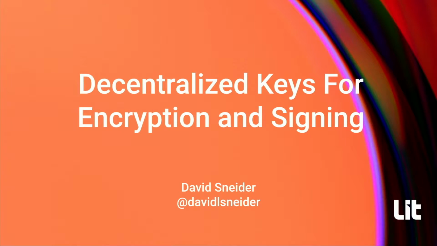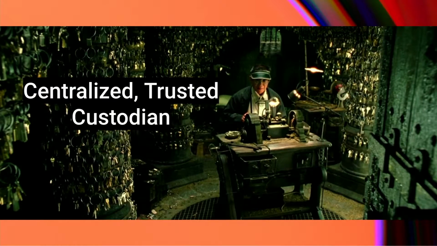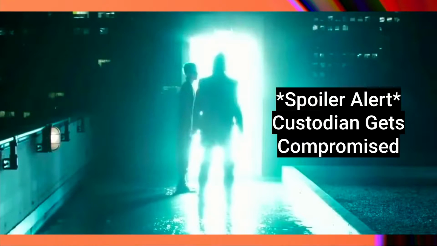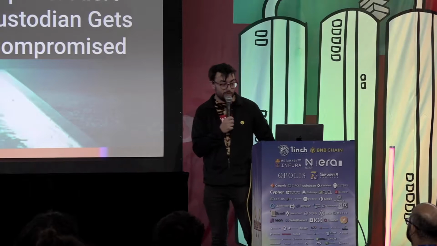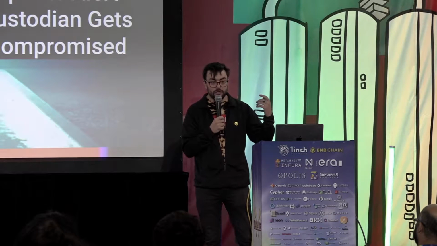And signing. And so just for some light participation, does anybody know who this is? Yes, some indications. So from the perspective of how we're thinking about keys, this is a centralized trusted custodian. And spoiler alert, if you've ever seen this movie, the custodian gets compromised and Neo gets into the Matrix. And so from the perspective of the machines, it was a centralized custodian that was able to have the system be corrupted and compromised. And so that's just a fun metaphor to start thinking about keys.